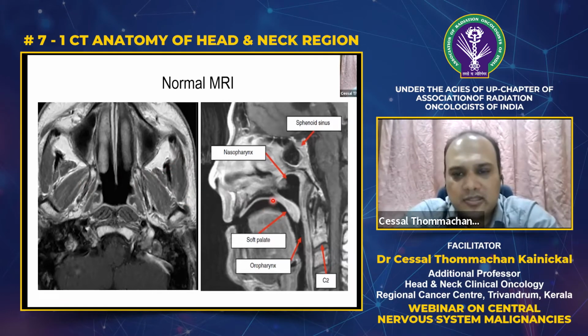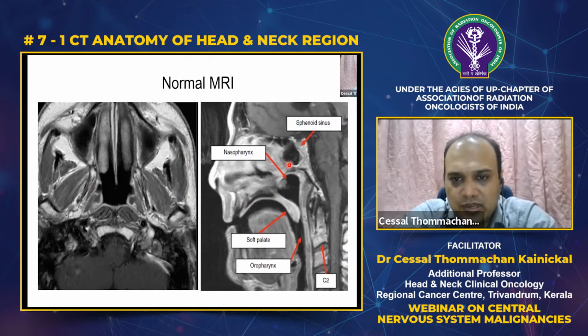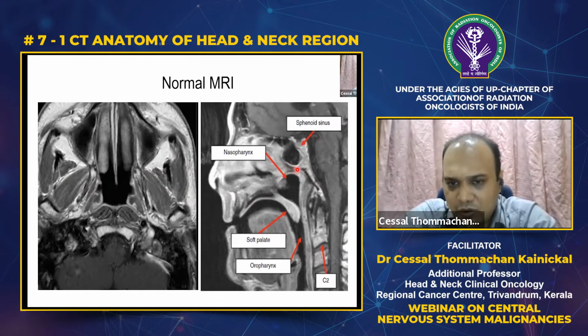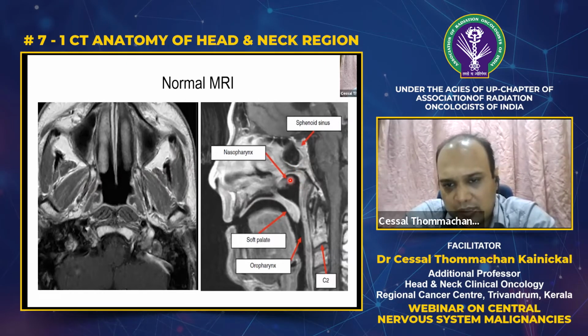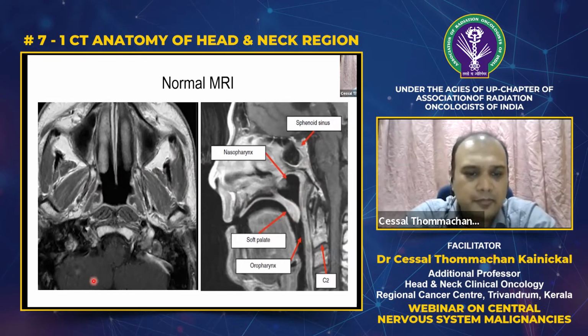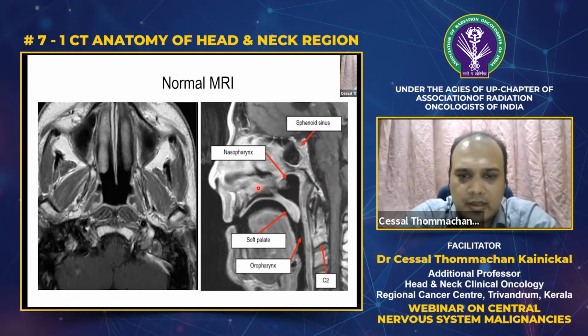Starting up in the sagittal view, you have the sphenoid sinus here. This is the clivus. This is the nasopharynx. This is the basisphenoid, base of the occiput. You can see that this is the nasopharynx. Then you have the soft palate here, continuing anteriorly as the nasal cavity.